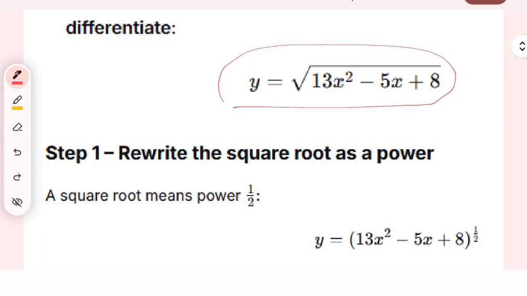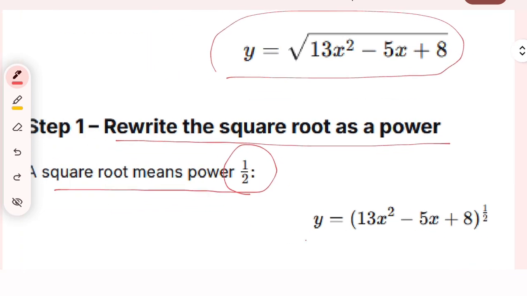If the function is within a square root, or if there is a square root in the function, I want you to rewrite the square root as a power. So just rewrite the function. That means replace the square root with a power, because you can actually rewrite a square root using a power. A square root actually means a power of 1/2. So we can rewrite the function like this: instead of using a square root, we raise it to the power of 1/2.